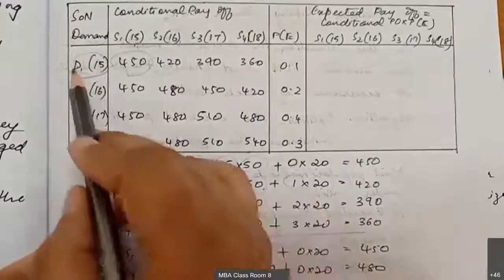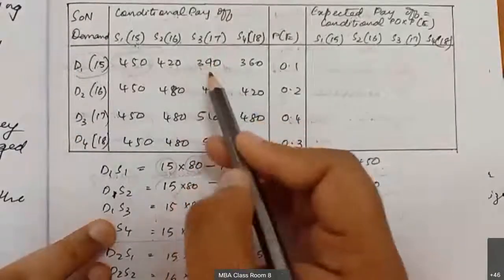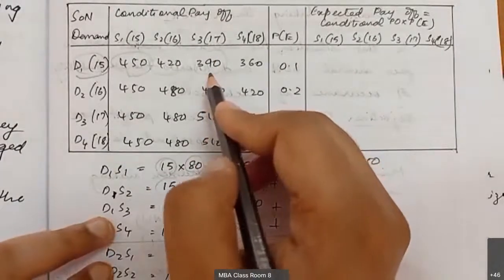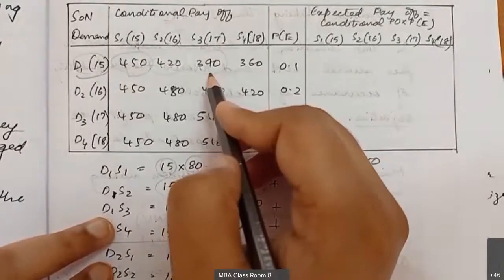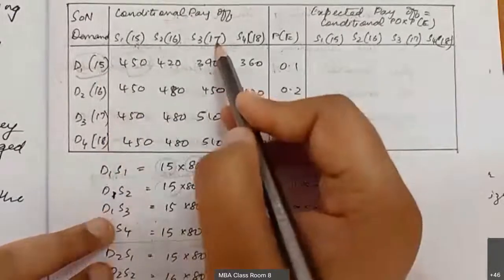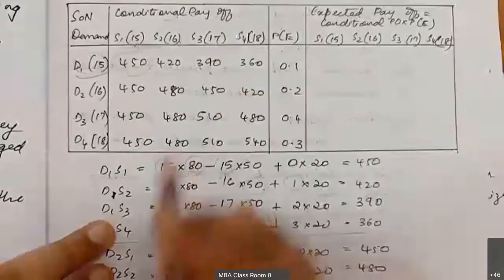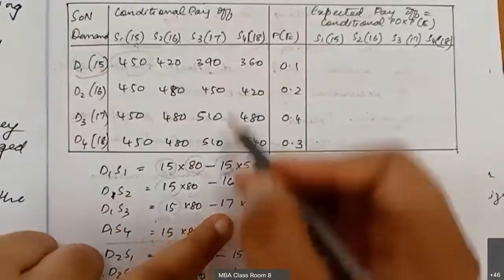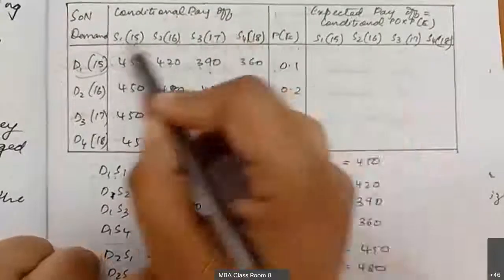D1 S3. This is our cell. We have to calculate the sale quantities. For sale quantity, take the minimum of demand and supply. Here 15, here 17. What is the minimum value? 15. So here we have 15 into the selling price. Selling price is 18 minus production quantity. We have to take the values in the row.